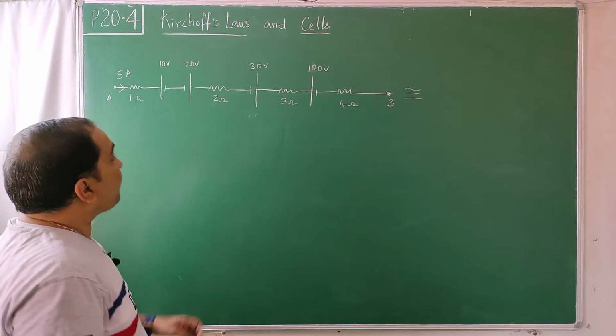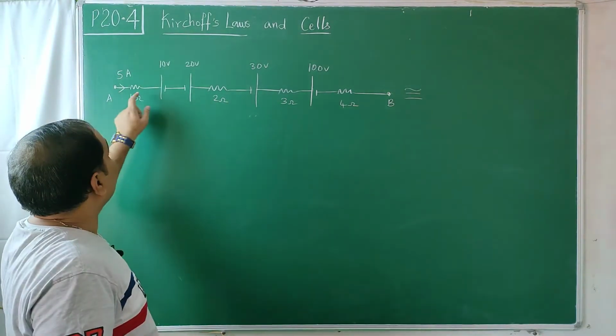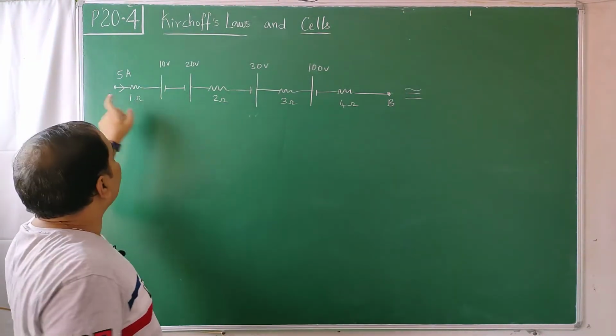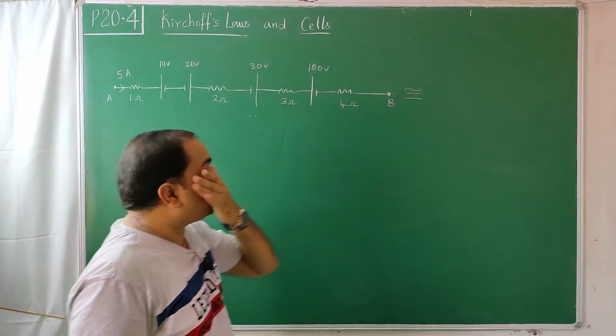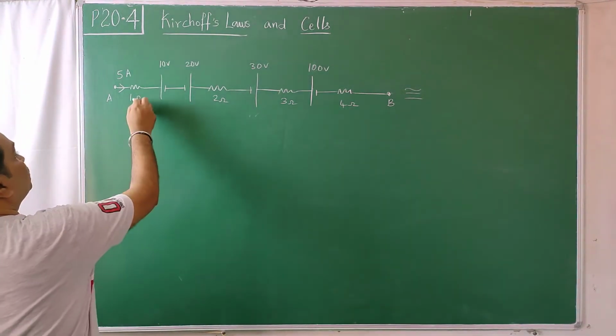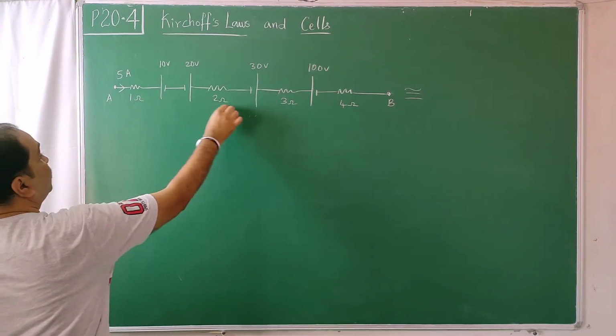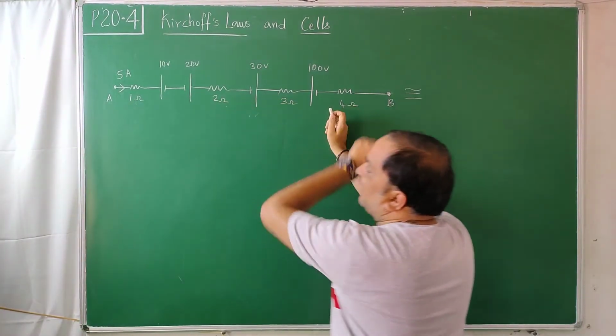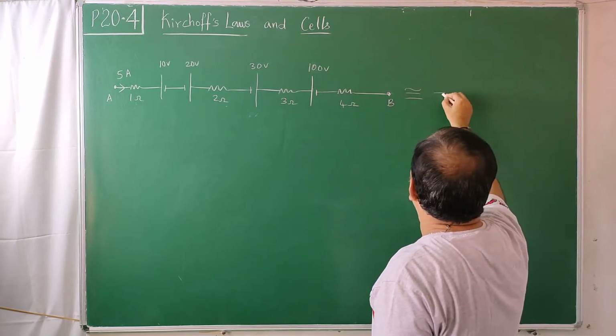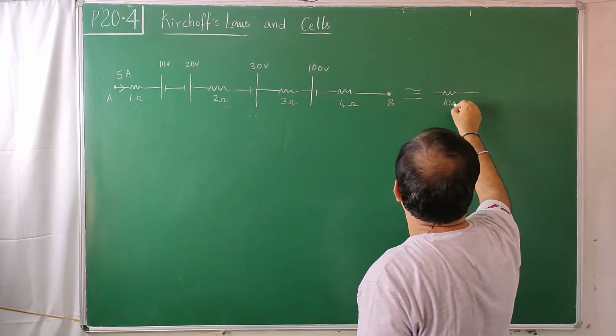If at all we are interested not in the potential at every point, but in the potential difference across A and B, with the in-between things not required, then we are permitted to do so like this. Resistors, you can directly add them. 1, 2, 3, 4, this should be a part of a single branch. 1 plus 2 plus 3 plus 4 is equal to 10 ohms.